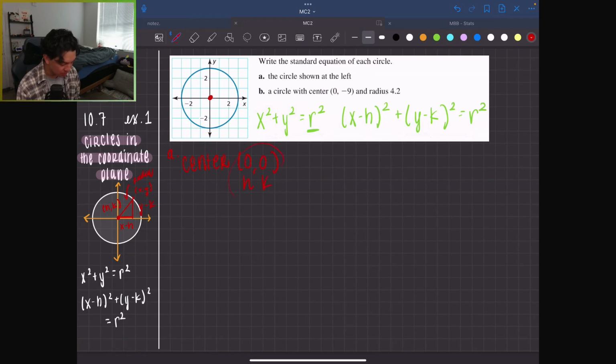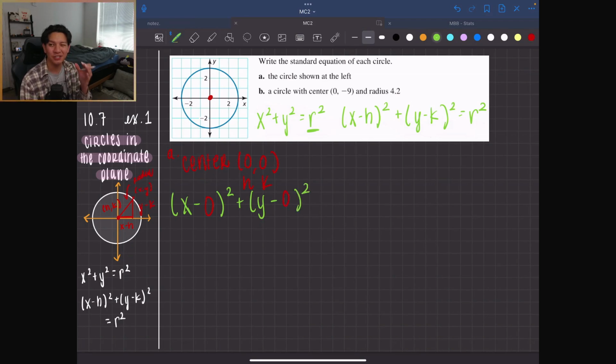So if we were to substitute this into this equation, then we have x minus 0, because that's our h value, our horizontal shift, squared, plus y minus 0. This is also going to be 0 because the center is located at 0, 0. That's where we're shifting the circle. And it's going to equal our radius squared.